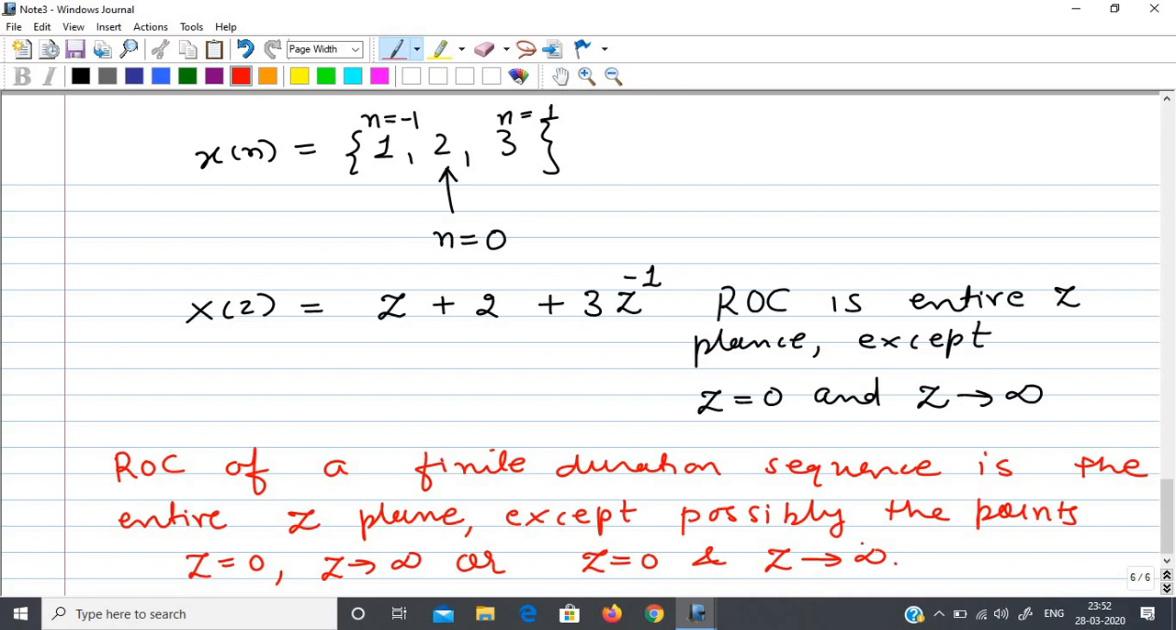Now we shall discuss the Z transform of infinite duration sequences. And there we will see that it is not necessary for infinite duration sequences that the ROC is the entire Z plane. That we will take up in the next lecture. Thank you very much.